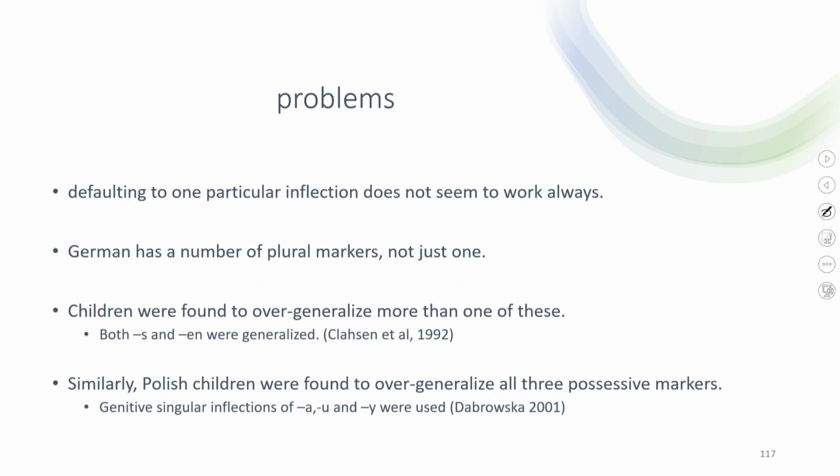as well. So, for example, one particular issue is that the defaulting to one particular inflection does not seem to always work. What does this mean? In many languages, for example, in English, the past tense marker is only ed. There are, of course, irregular forms, but in terms of rule there is ed. Now, here it is easy to say that till they learn the irregular form, they will continue to use ed.